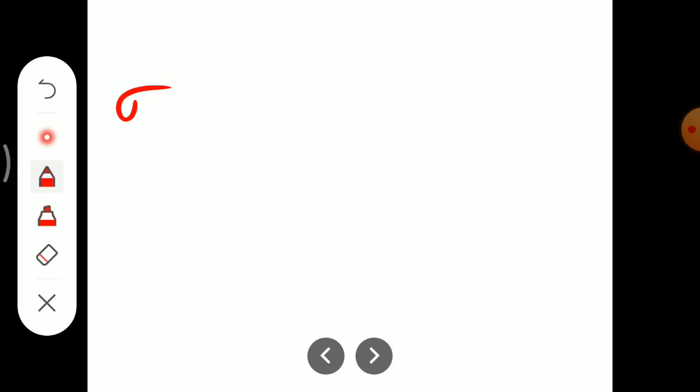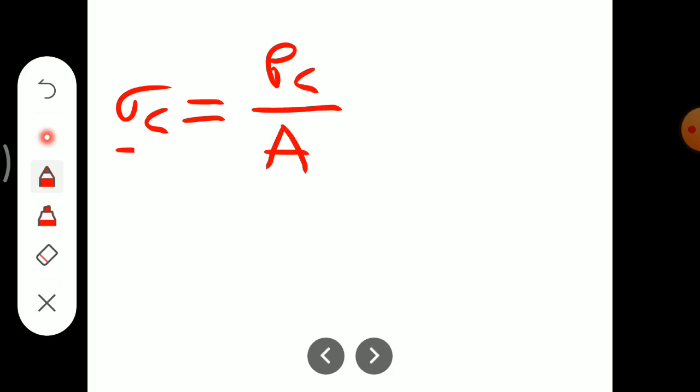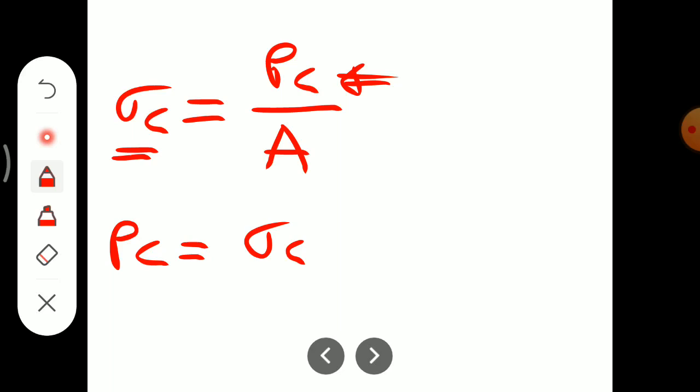We know that sigma C for crushing stress is equal to P_C, that is crushing force divided by area. We have the value of sigma C, and we have to find out the P_C. So P_C is equal to sigma C multiplied by area, that is the crushing area. Now here the crushing area is pi by 4 d square. Now I will write here the value of sigma C, 1.3 into 10 to the power 3.